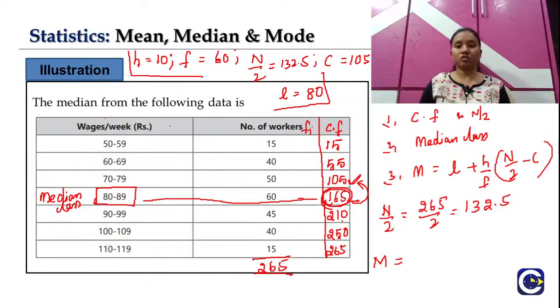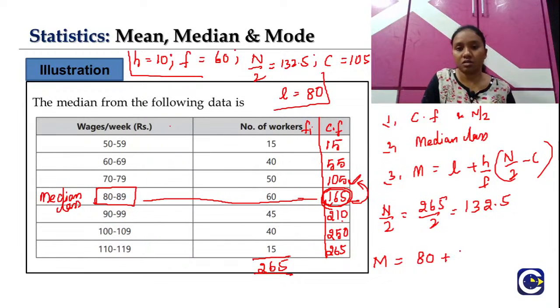So next we have to just substitute all the values and find the median. So let's do the calculation. So 80 plus 10 by 60, 132.5 minus 105.